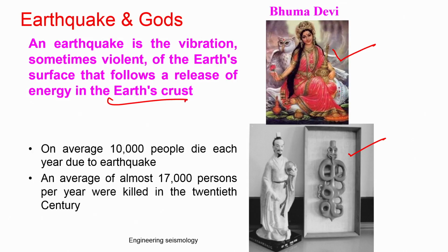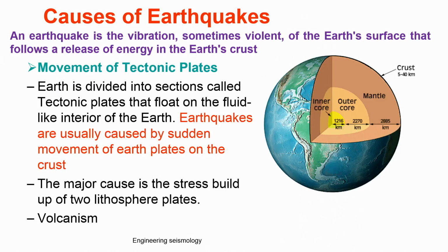So, why do we need to worry about earthquakes? On average, 10,000 people die each year due to earthquakes throughout the world. On average almost 17,000 persons per year were killed in the 20th century due to earthquakes. So, this actually increased in the 20th century; the number has gone high. That is where we need to understand earthquakes scientifically and try to predict earthquake hazards.